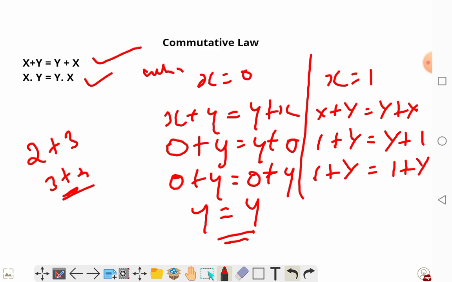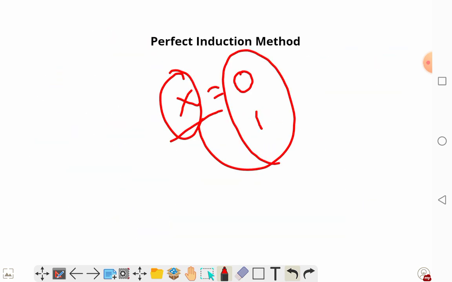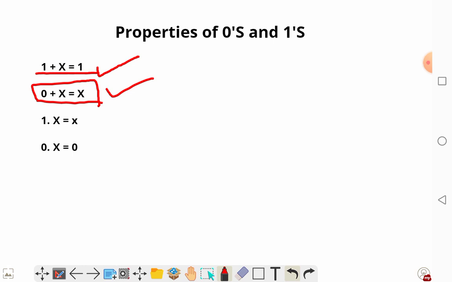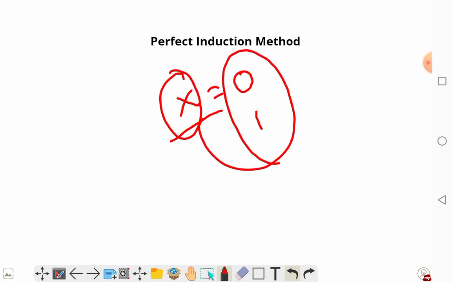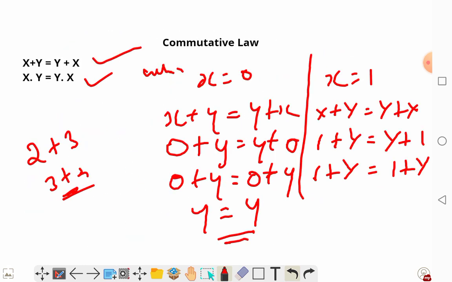If we add a variable to 1, what will we get? Remember, 1 plus variable is 1. Now what do we have to write here? 1 plus variable. What is the variable? y. 1 plus y becomes 1. 1 plus y is equal to 1. LHS is equal to RHS. Hence it is proved. I have done it for plus, you do it for into.